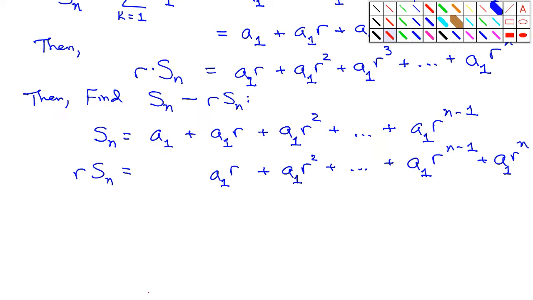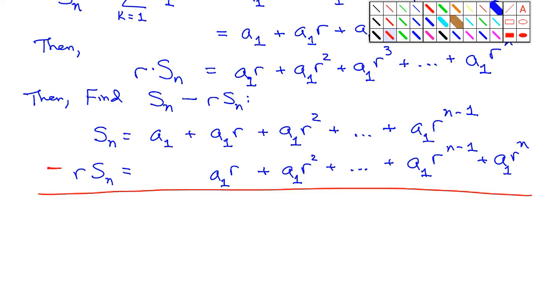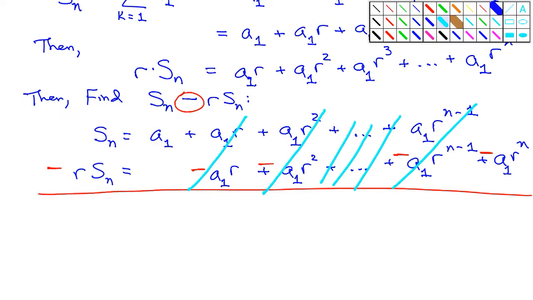And now the trick is to subtract these, because that's what we want to do. Subtracting just changes all the signs here. And what happens in the middle? Well, the a sub 1 times r term cancels. The a sub 1 times r squared term cancels. All of the terms cancel in the middle, including this second to last term, a sub 1 times r to the n minus 1. And we're left only with s sub n minus r times s sub n is equal to a sub 1 minus a sub 1 times r to the n.